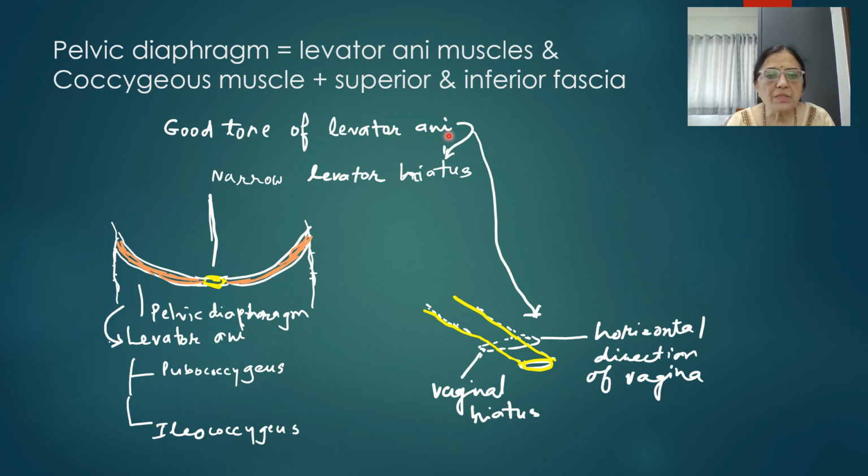Good tone of the levator muscles acts in two ways. First, because of the good tone, the levator hiatus remains narrow. That is the most important function. Second, because of the good tone of these levator muscles, the vagina remains in an almost horizontal direction with a posterior deflection, or the direction changing towards the sacrum. And because of this horizontal direction also, these levator muscles contribute in providing support to the vagina.